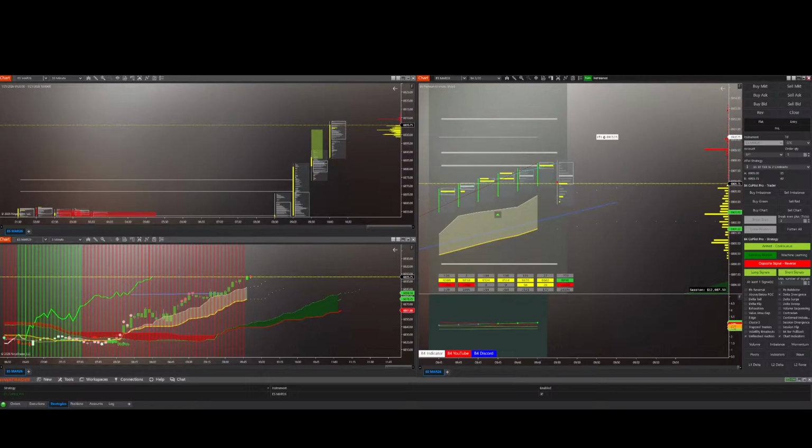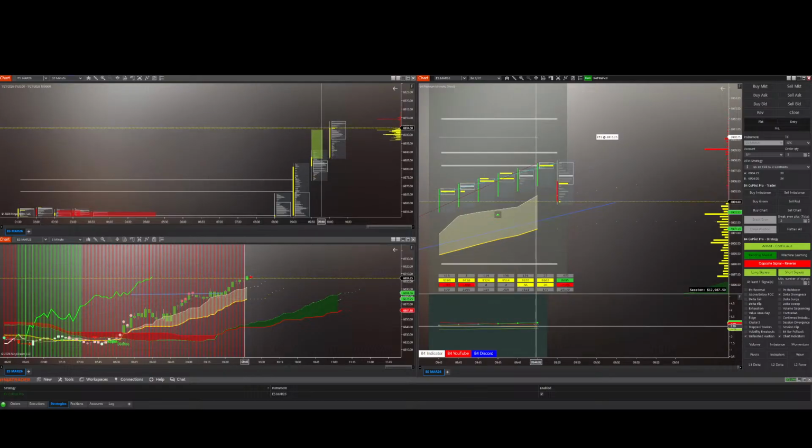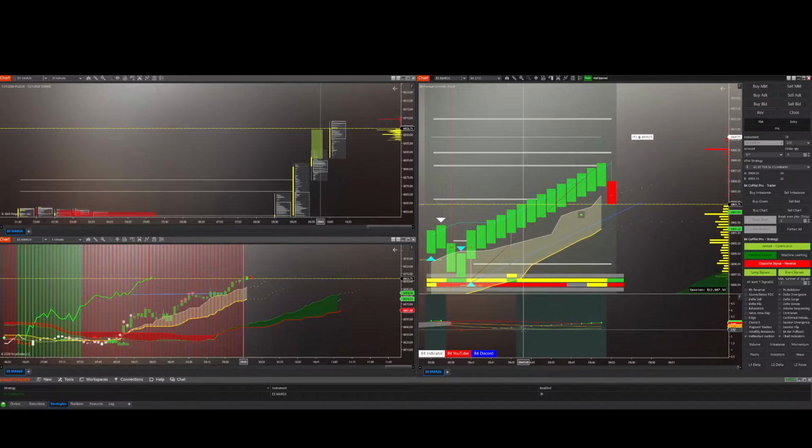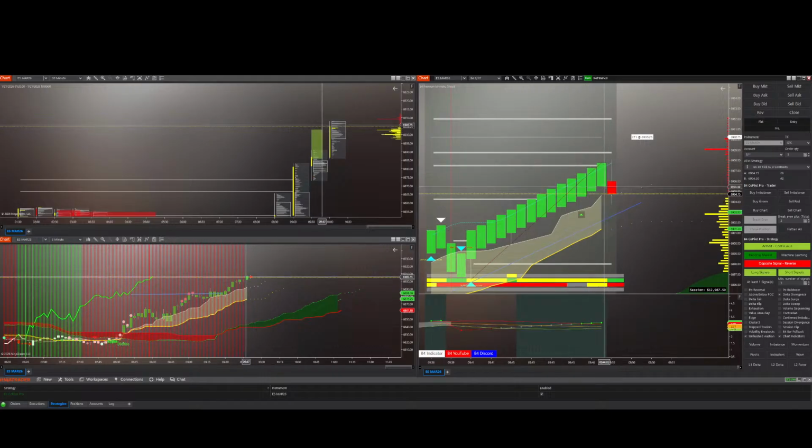Let's see where we're at here. Yep, we still are extended here. I don't like that moving sideways like that. That's why I'm not placing any resting orders anywhere. If we do get in with the system here, we'll go ahead and manage the risk after the trade enters.